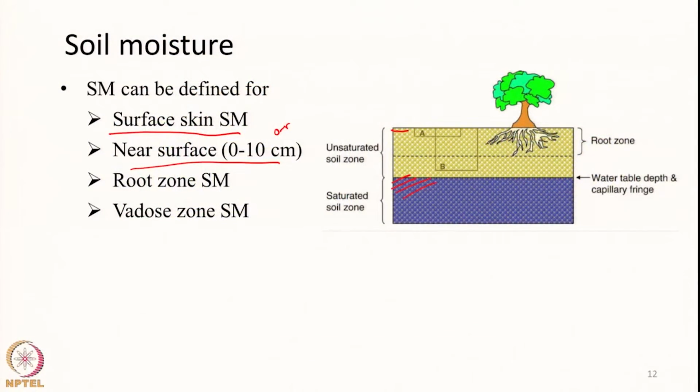Or even we can define soil moisture all the way up to the groundwater table. Say this is like the groundwater table. After this, all the pores or all the gaps in the solid earth will be filled with water; we call it a saturated zone. Above this zone there will be a mix of soil, air gap plus water filling within the gap.